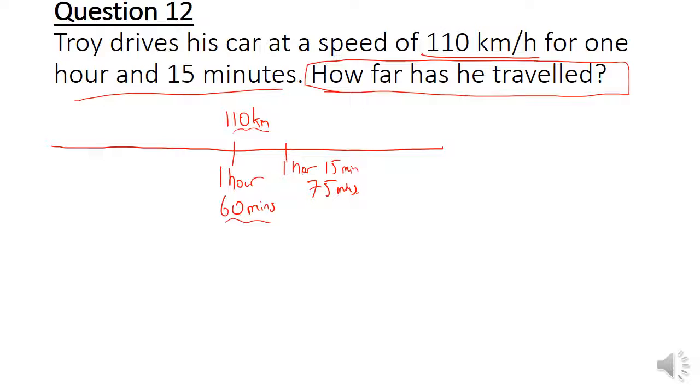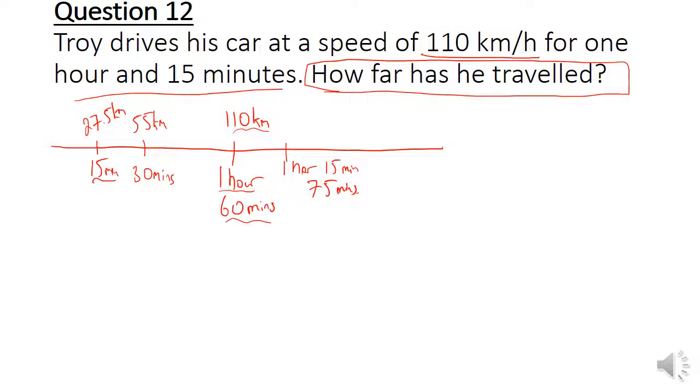If we know that 1 hour, which is 60 minutes, is 110 kilometres, well then we know that half of that is 30 minutes, which is half an hour. So that would be half the distance, 55 kilometres. And then if we know that 30 minutes is 55 kilometres, half of that is 15 minutes, which is 1/4 of an hour. So that would be half of 55 kilometres, which would be 27.5 kilometres, would be 15 minutes.